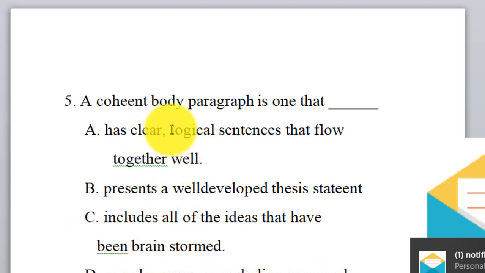Can also serve as concluding. No, coherent paragraph doesn't mean concluding of paragraph. Yes, concluding is one of the organic elements of a paragraph. Coherent is one of the qualities of a paragraph.